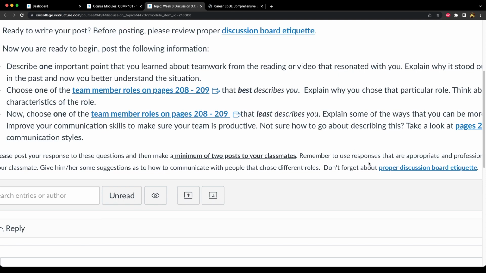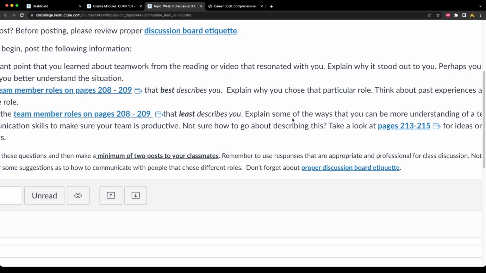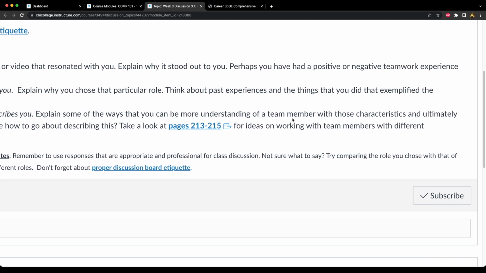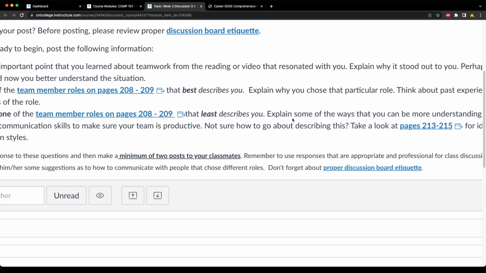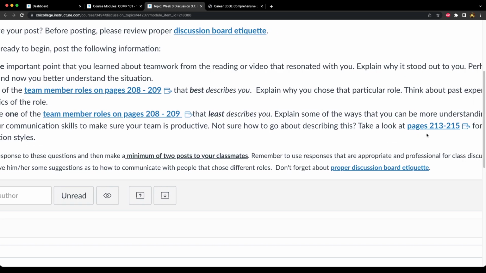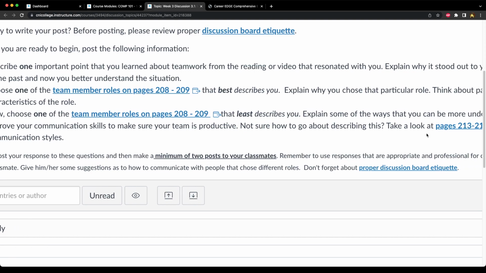So talk about the one that least describes you on top of the best one, and explain some of the ways that you can be more understanding of a team member with those characteristics, and ultimately improve your communication skills to make sure your team is productive. Not sure how to go about describing this? Take a look at these pages here for ideas on working with team members with different communication styles.